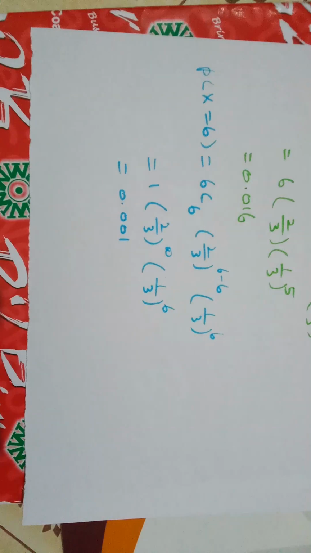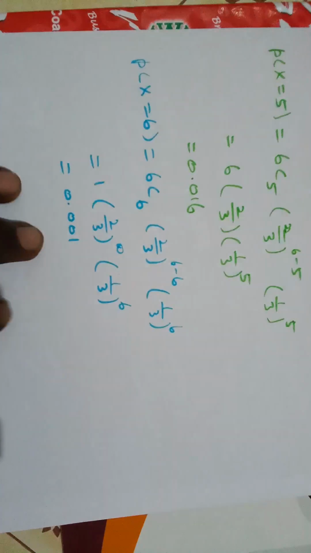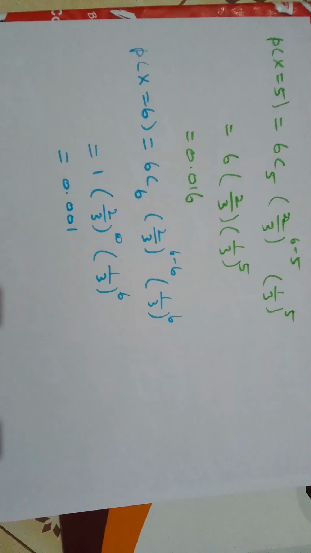Okay, now this is P of x is equal to 5. 6C5, 2 by 3 power 6 minus 5, 1 by 3 power 5. Simplify, it will be 0.016. Put x is equal to 6. 6C6, 2 by 3 power 6 minus 6, 1 by 3 whole power 6. It will be, sorry, 0.001.